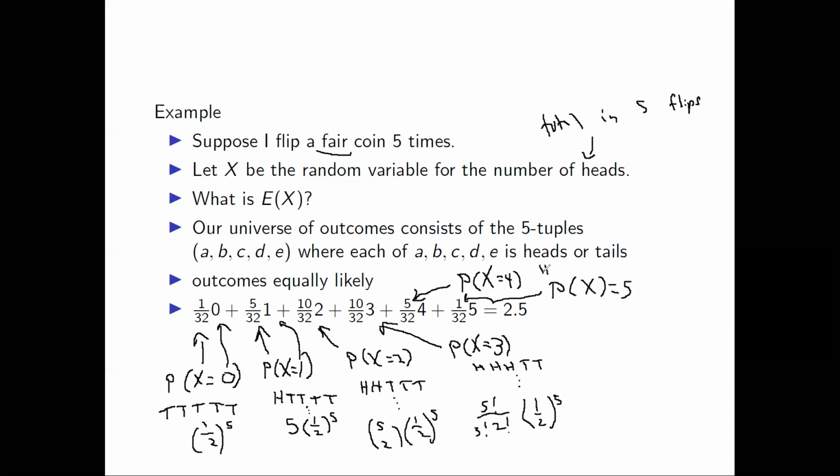So X equals 4, that would be like HHHHT, and 5 others. X equals 5 would be HHHHH, and a typo there, clearly. That's better.